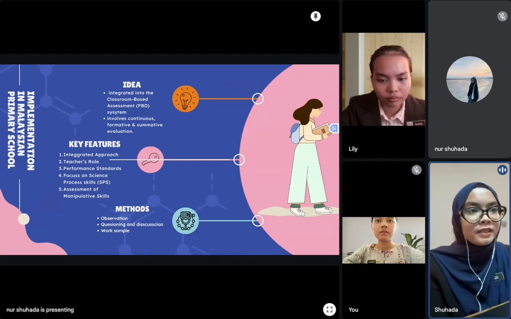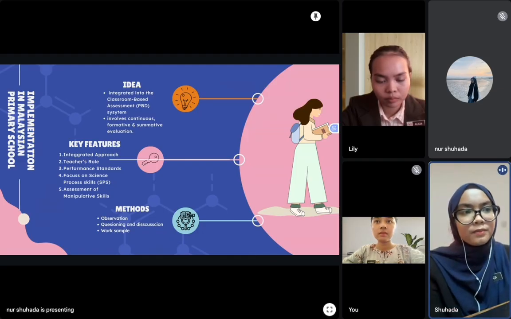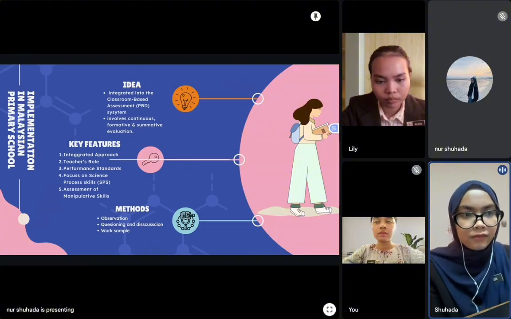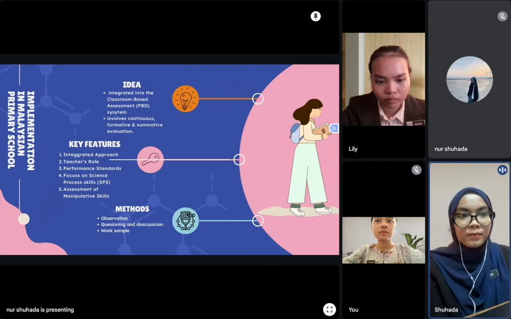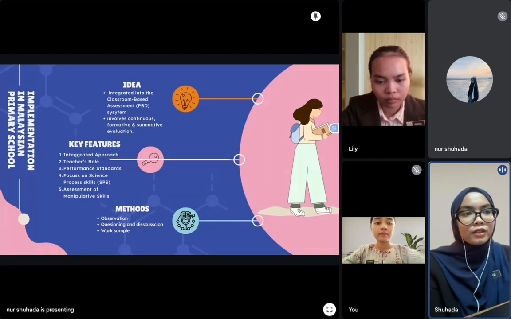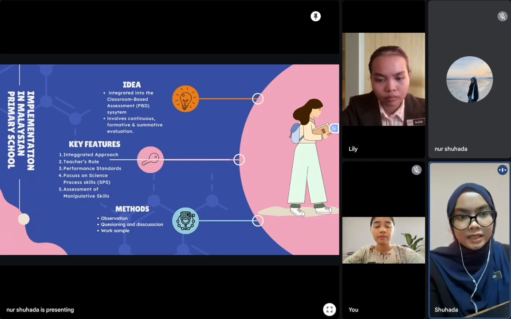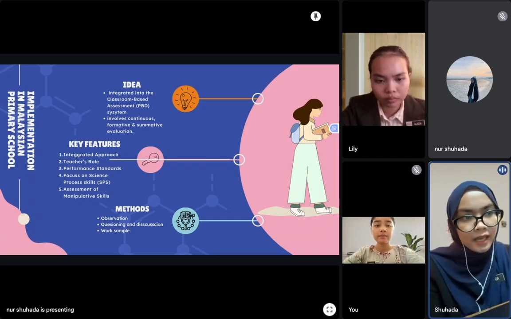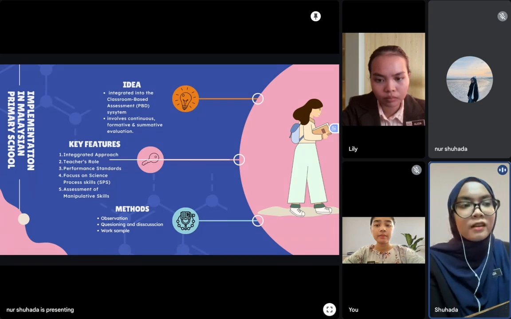Next, implementation in Malaysian primary schools. In Malaysian primary schools, the assessment of scientific skills is integrated into the classroom-based assessment or PBD system. After UPSR, since 2021, this involves continuous, formative and summative evaluation conducted by teachers during the normal teaching and learning process, guided by the Kurikulum Standard Sekolah Rendah (KSSR) curriculum.